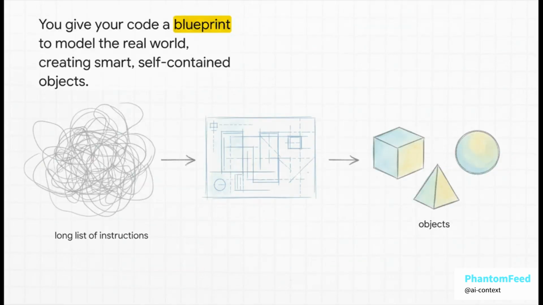Well, the answer is you give your code a blueprint. Instead of just writing a giant, messy list of instructions, you start to model the real world. You create these smart, self-contained things called objects. And that right there is the core idea of object-oriented programming, or OOP. It's how we bring order to the chaos.